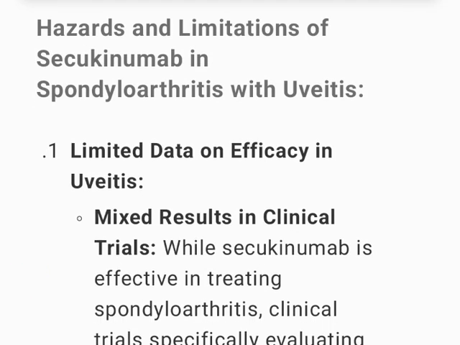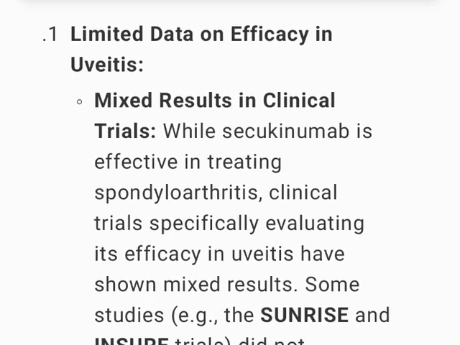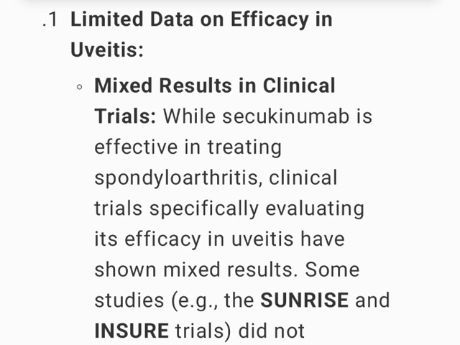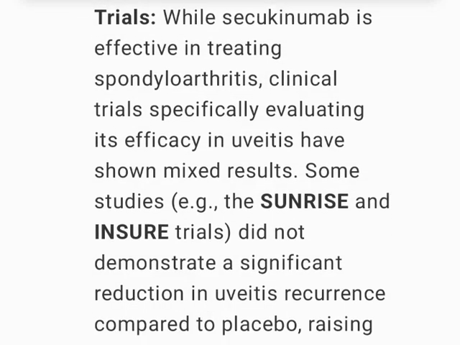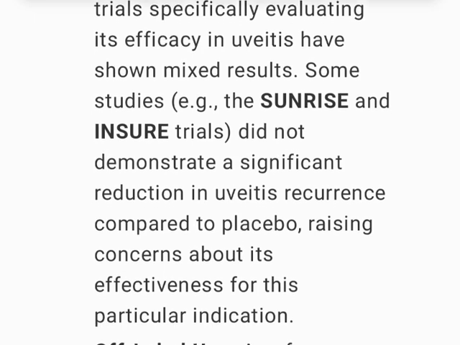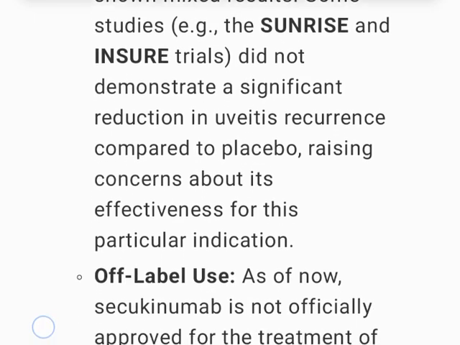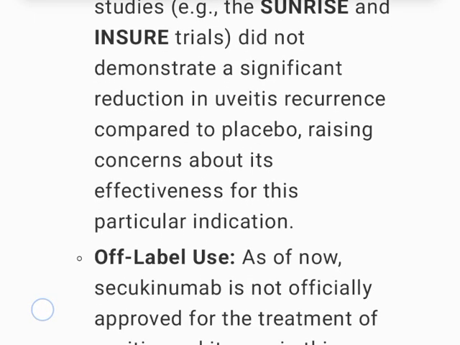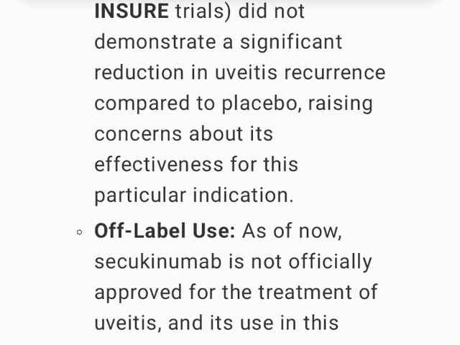Hazards and limitations of secukinumab in spondyloarthritis with uveitis. 1. Limited data on efficacy in uveitis, mixed results in clinical trials. While secukinumab is effective in treating spondyloarthritis, clinical trials specifically evaluating its efficacy in uveitis have shown mixed results. Some studies, e.g., the SUNRISE and ENSURE trials, did not demonstrate a significant reduction in uveitis recurrence compared to placebo, raising concerns about its effectiveness for this particular indication.